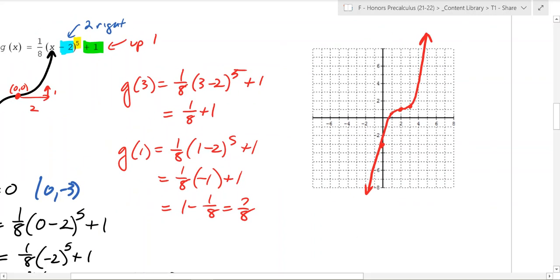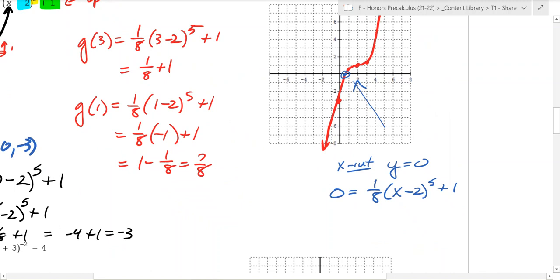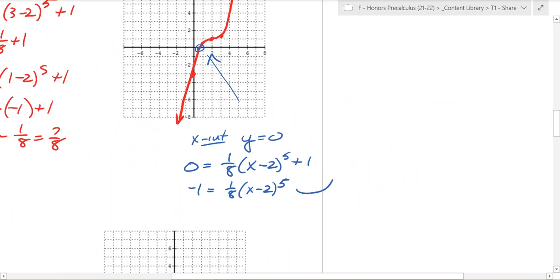We need to find this x-intercept right about there. That's where we've graphed it so far. What is that? The x-intercept is when y is equal to 0. So 0 is equal to 1/8 times (x minus 2) to the 5th plus 1. Now we need to solve for x. So we have negative 1 equals 1/8 times (x minus 2) to the 5th. Multiply both sides by 8. Negative 8 is equal to (x minus 2) to the 5th.